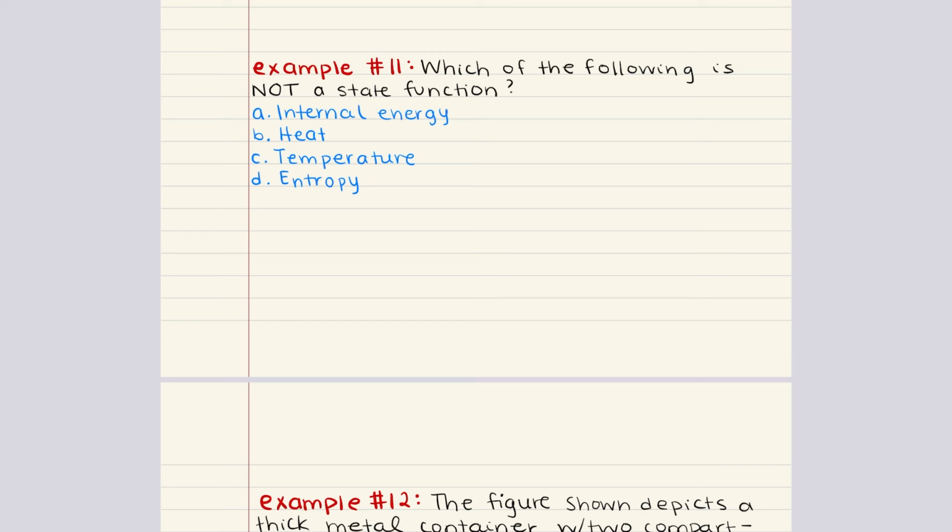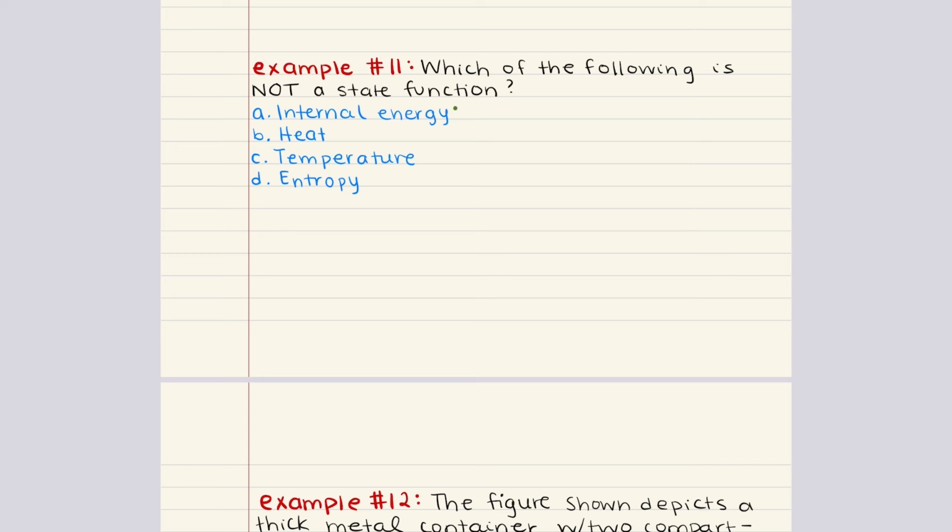And then entropy is another example of a state function. It is a measure of the disorder or randomness of a system, and again, it's determined solely by the state of the system. So looking at our options here, internal energy, heat, temperature, entropy, we're trying to choose the one that is not a state function.